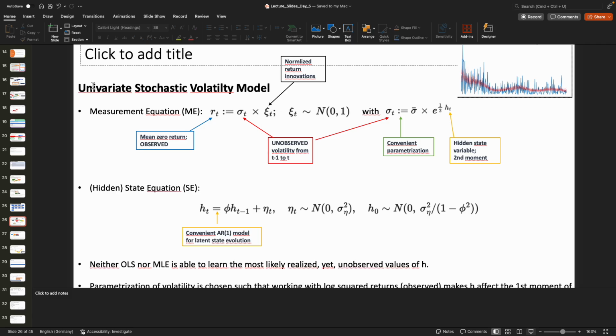And here's the simplest of that. It's univariate stochastic vol. So let's see what it is. If you want a picture, what we try to do is we have these realized returns in blue, and we try to filter out some red line. So red should be our variance that we want to filter out based on realized returns.